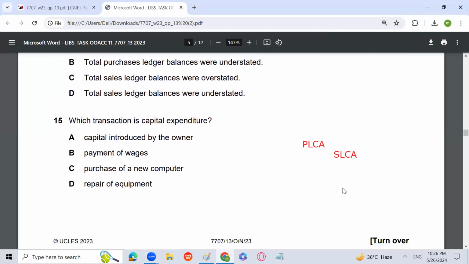Which transaction is capital expenditure? Yes. Easy, please. Anyone?